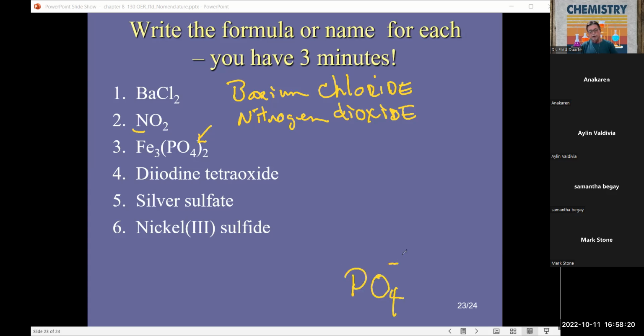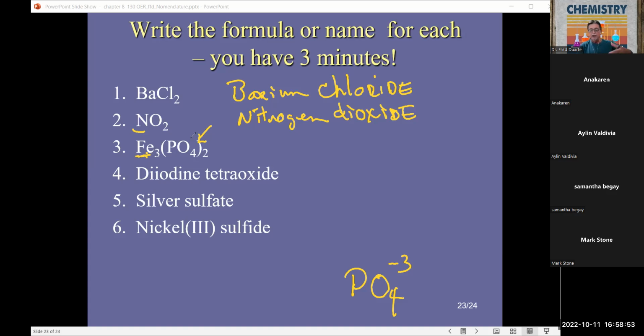I go to the polyatomic ion table, and phosphate has a -3 charge. Okay, and we have two of them. All right, now we have 3 irons. And we don't know what the charge is, but we do know there's 3 because iron is a variable oxidation. So we need to figure out which one it is.